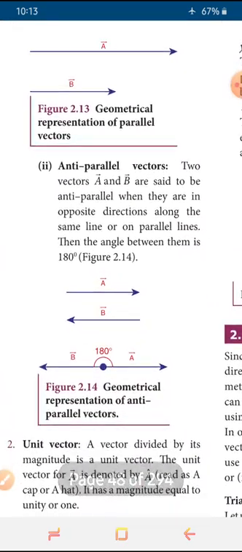This is parallel vectors. It is given in this diagram, the geometric representation of parallel vectors. So the angle is what? They act in the same direction, so we take the angle as 0 degree here.